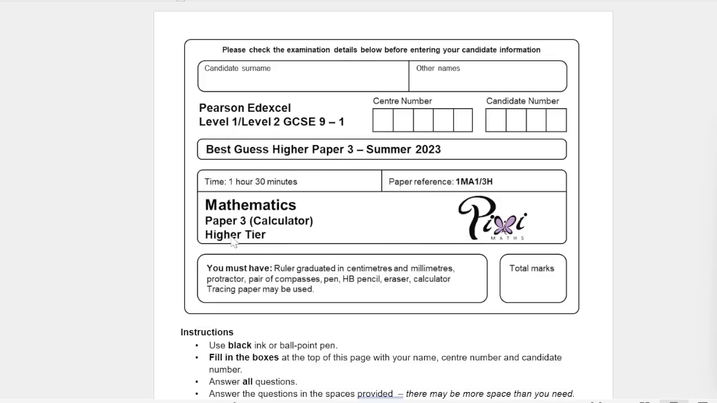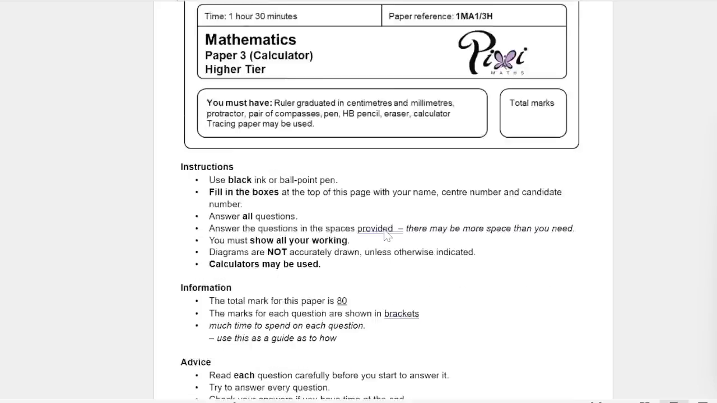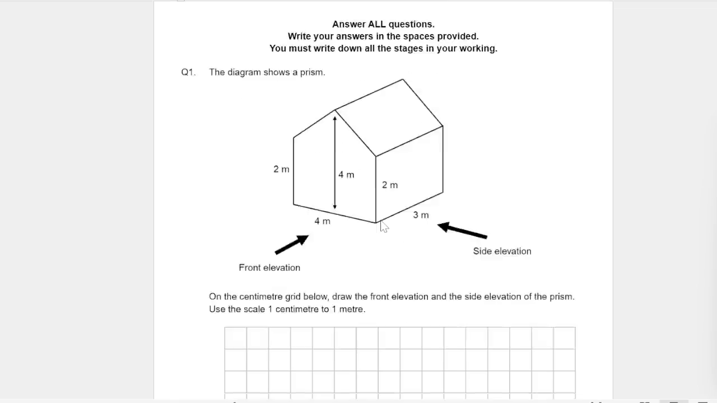This is the higher tier, for paper 3. Today is the 9th of June, so we're a couple of days after the paper. Paper 2 was sat, and they've had a really quick turnaround and produced this lovely paper. Okay, we'll crack on with question 1.